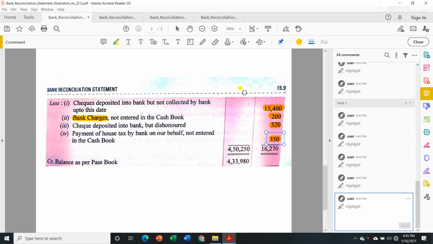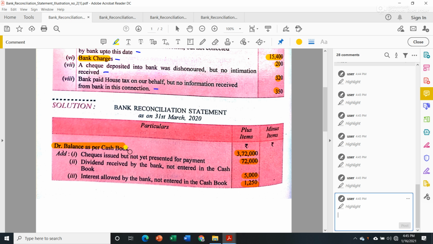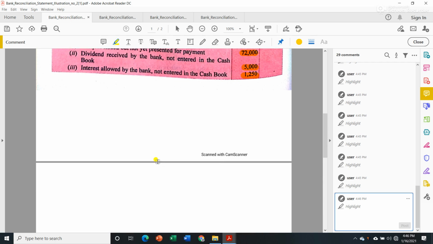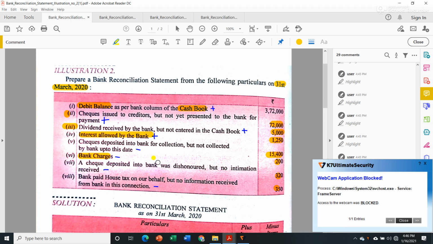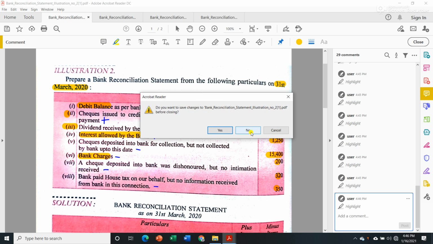Now after adding all the plus items and minus items, we have plus items more than our minus items. So when plus is more, we have to write the exact opposite of this debit balance as per cash book, which will be credit balance as per passbook, rupees 4,33,980. Okay, this is how you're supposed to prepare a bank reconciliation statement. Now let us see the next illustration, number 3.